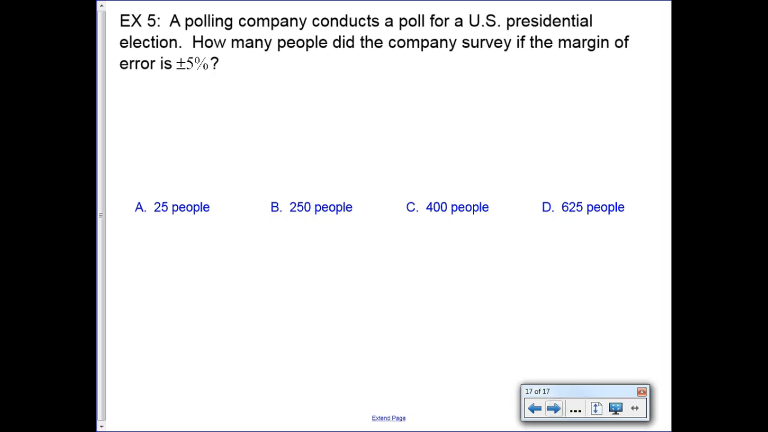Here's another one for you. A polling company conducts a poll for a U.S. presidential election. How many people did the company survey if the margin of error is plus or minus 5%? So plus or minus 0.05 equals 1 over the square root of n, and again that's plus or minus here as well. We're going to drop the plus or minus, multiply both sides by the square root of n, so 0.05 times the square root of n is equal to 1, divide by 0.05.